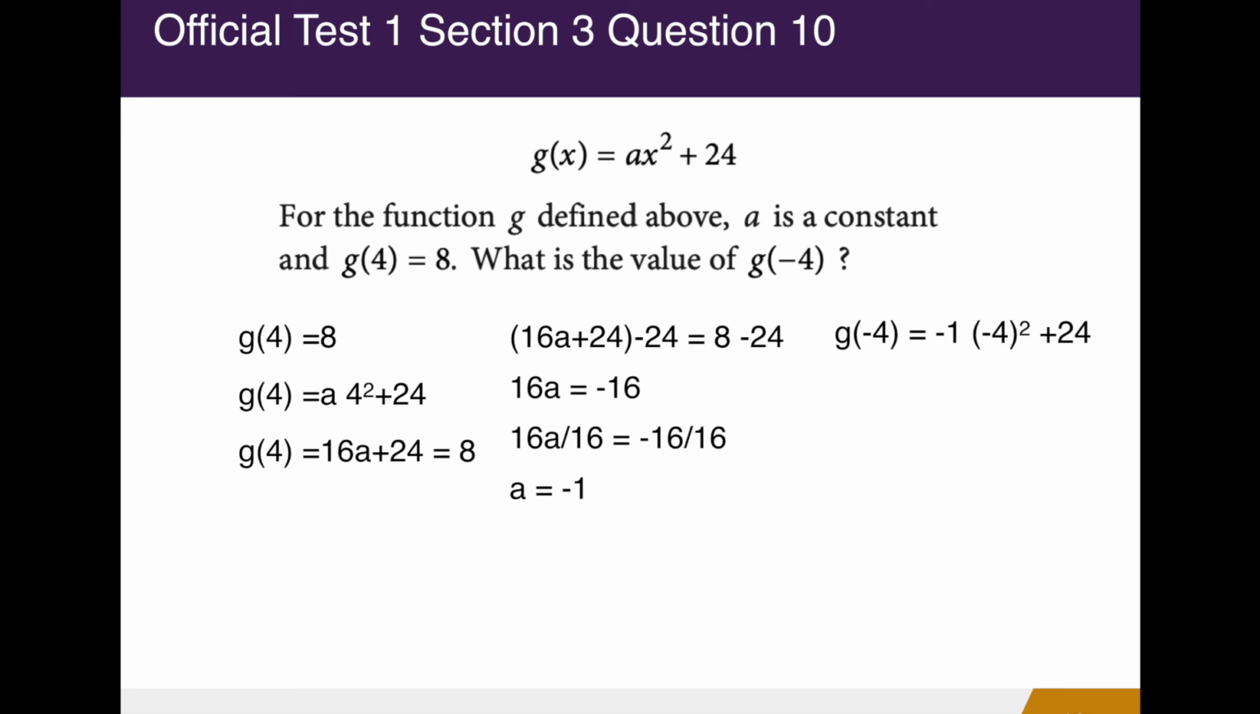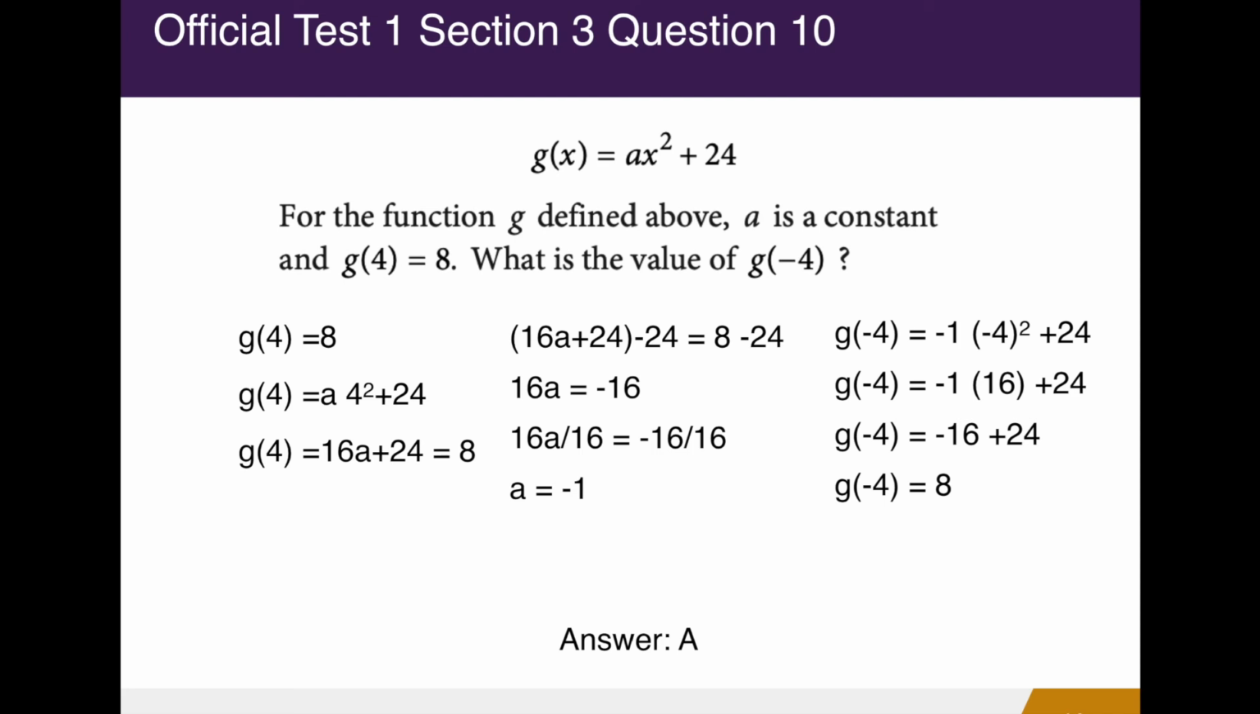And we plug in a equals negative 1, and then solve g(negative 4). Negative 1 times negative 4 squared plus 24. Negative 1 times 16 plus 24. Negative 16 plus 24. So g(negative 4) equals 8. So the answer is A.